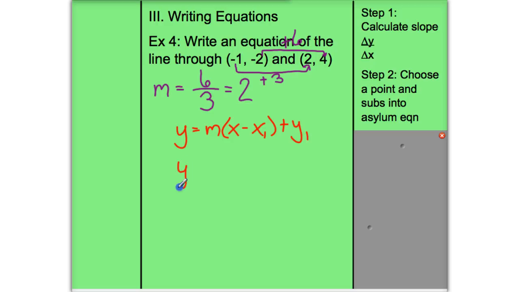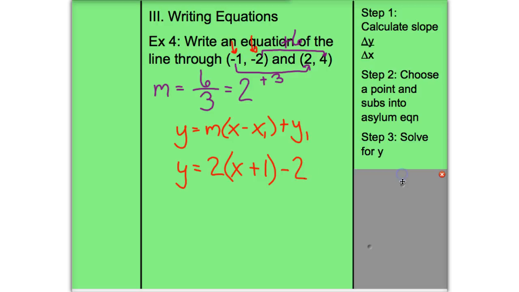So substituting my slope into the equation, m becomes 2, x stays x along with y. x1, my x coordinate is negative, so it does the opposite when it goes into my point-slope equation and it becomes positive. My y on the outside stays normal. Normally this is a -2, so it becomes a -2. And then we're going to distribute our slope and solve for y.